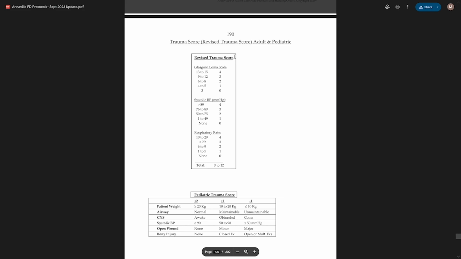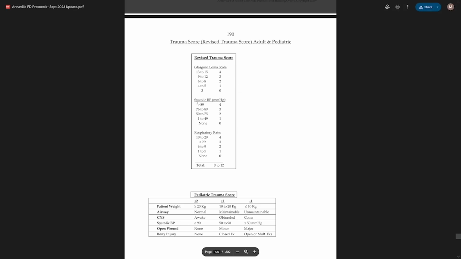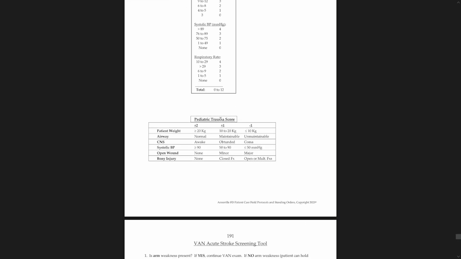For the revised trauma score for adults and pediatrics, here's the scoring. If you want to take a moment to pause the video, you can see that they check the GCS scoring, the blood pressure of a patient, the respiratory rate, and score it from 0 to 12. For a pediatric trauma score, we check the patient's weight, their airway, their central nervous system, their blood pressure, any open wounds, or any possible bone injuries, and we tally that up.